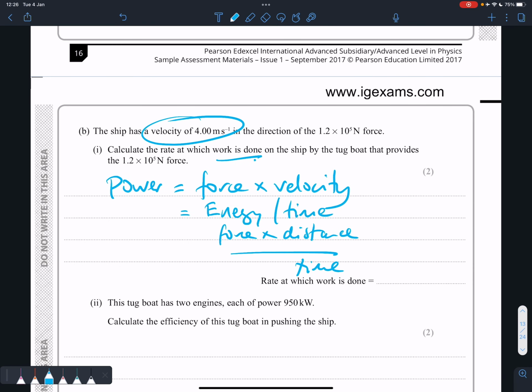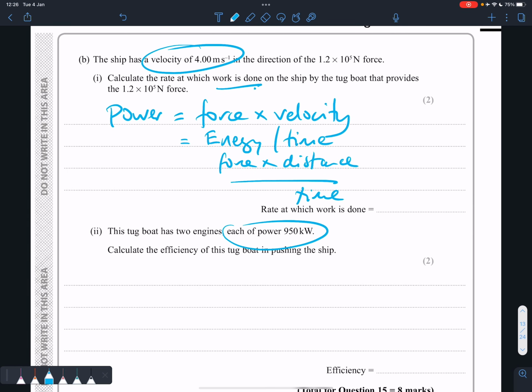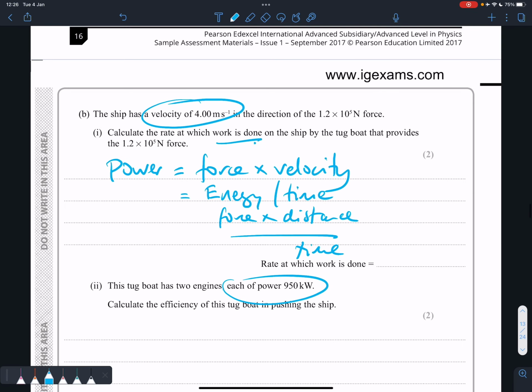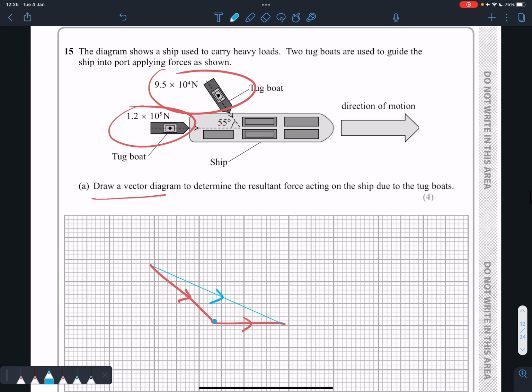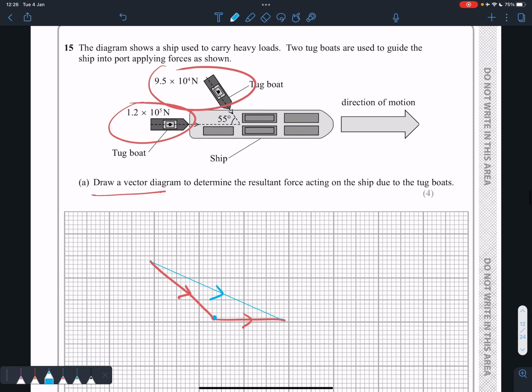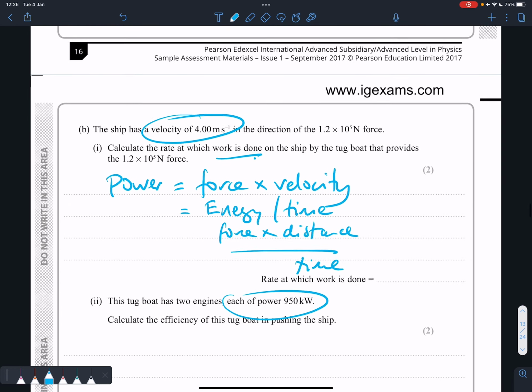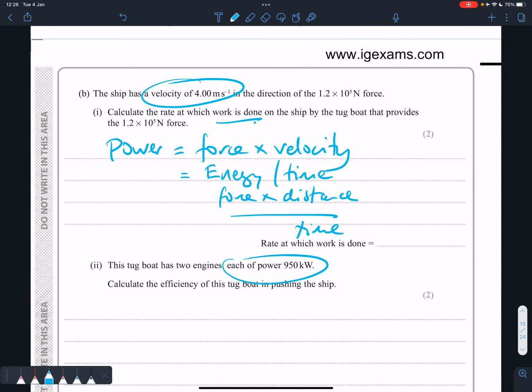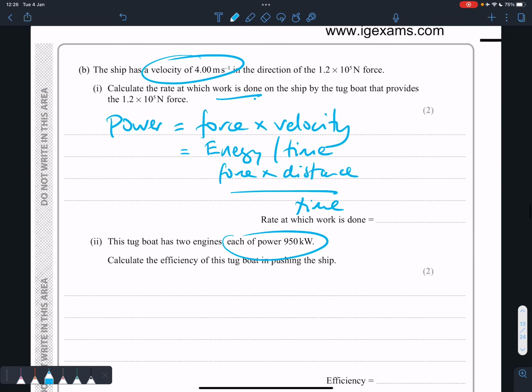This tugboat has 2 engines, each of power 950 kilowatts. Calculate the efficiency. Okay, so you know that the tugboat provides this force. So it's got 2 engines, so that's the power that it's using up times 2, and then you work out the rate at which it's doing the work, or the power that's useful, which you've just calculated here.